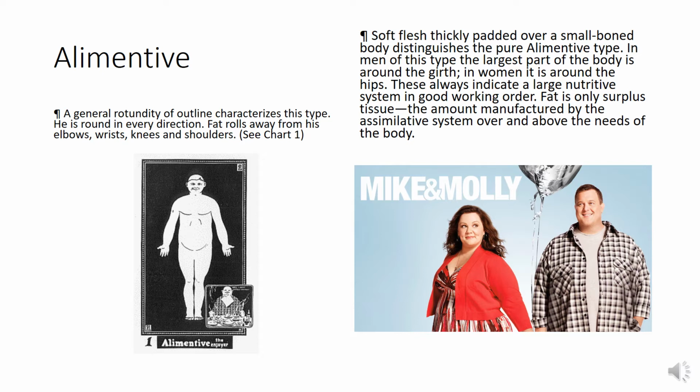A soft flesh thickly padded over a small bone body distinguishes the pure alimentative type. In men of this type, the largest part of the lower body is the girth, that is the stomach. In women, it is around the hips. These always indicate a large nutritive system in good working order. Fat is only surplus tissue, the amount manufactured by this assimilated body over and above the needs of the body.